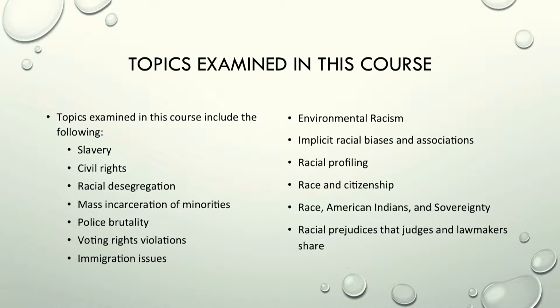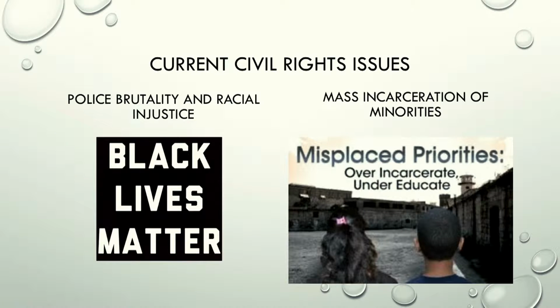So we will examine a number of topics in this course, and this slide pulls out some of the key topics that I want to mention today. We will talk about slavery, civil rights, racial desegregation, mass incarceration of minorities, police brutality, voting rights violations, immigration issues, environmental racism, implicit racial biases, race as it relates to citizenship, racial profiling, race as it relates to the American Indians and their sovereignty, and a plethora of other interesting topics will be covered in this course.